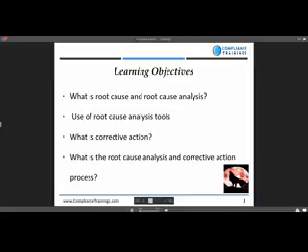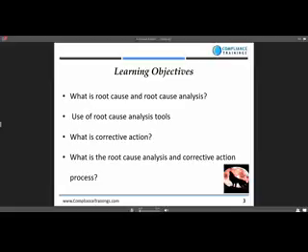Our learning objectives for today are: what is root cause and root cause analysis, use of root cause analysis tools, what is corrective action, and what is the root cause analysis and corrective action process.